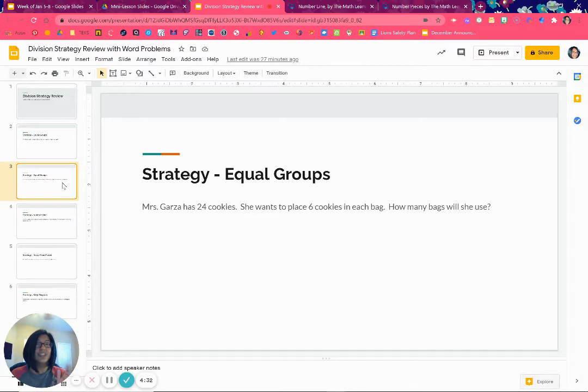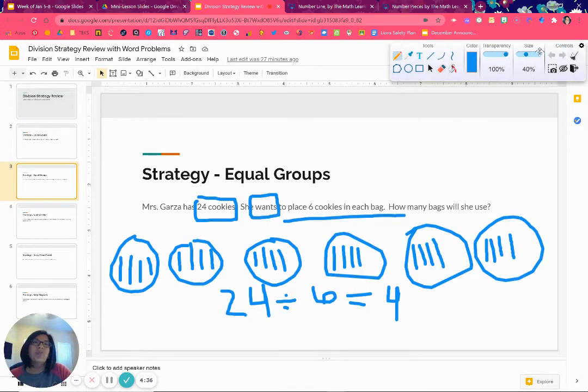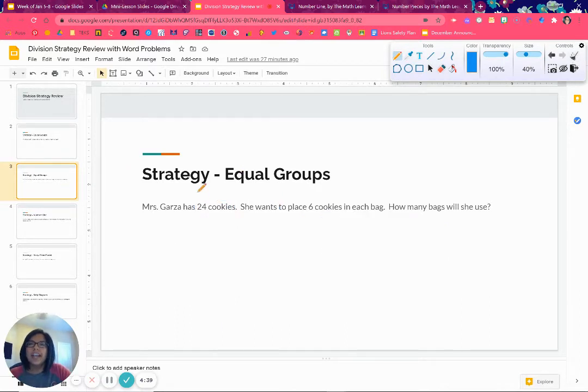Do you notice it? Do you see the difference? Let's look at it. All right. Okay, so we have how many bags will she use? We have 6 cookies inside each bag, and she has 24 cookies. So we still have the same dividend, the same total. But this time, I don't have the bags. I need to find the bags. I need to find the groups. So how do we solve that? Why don't you try it out for yourself in your notebook and then come back to me? So pause, try it.